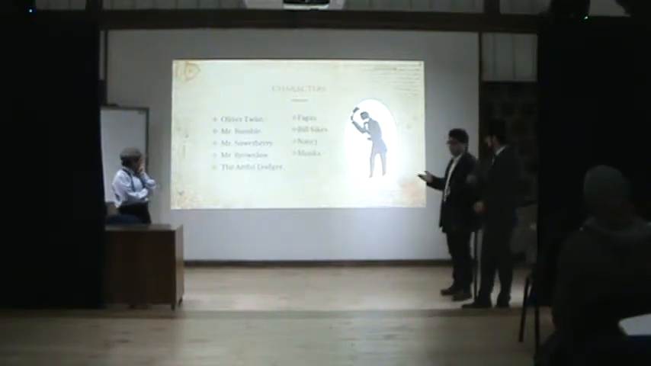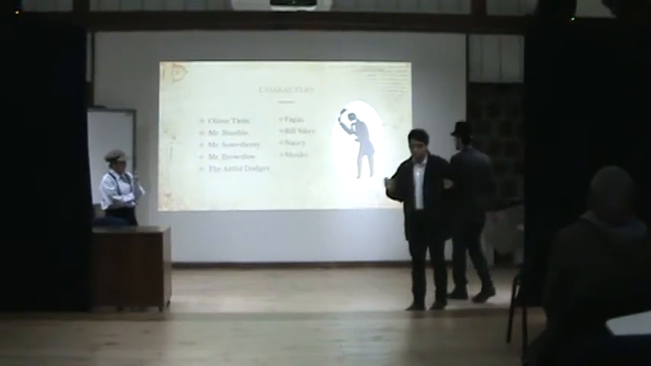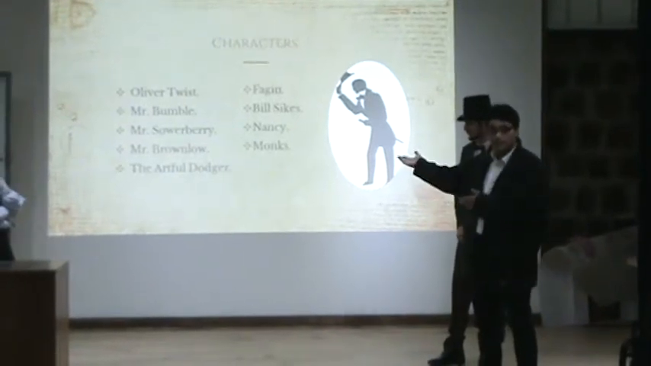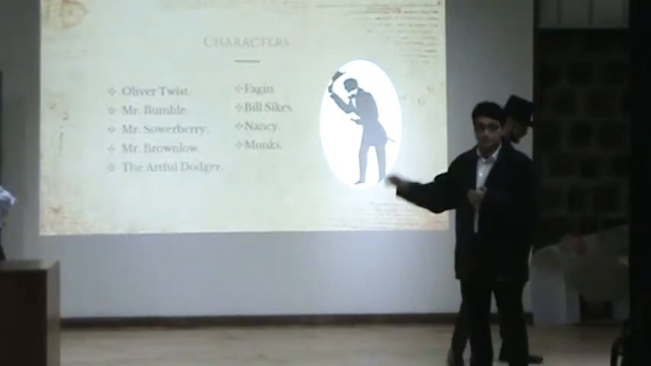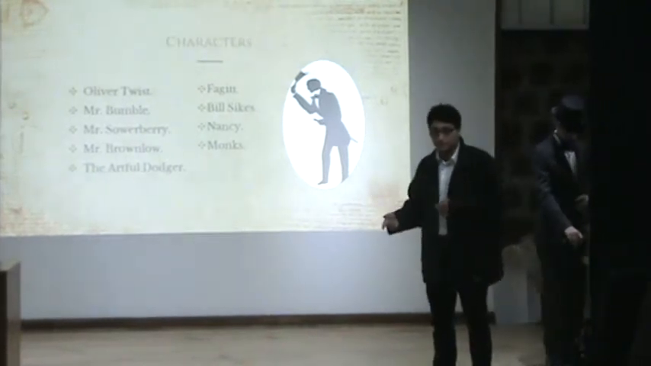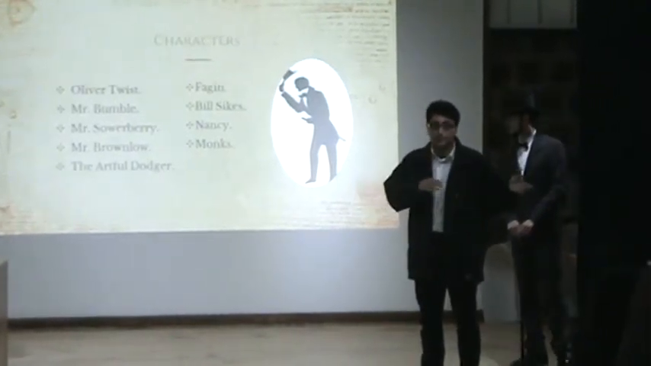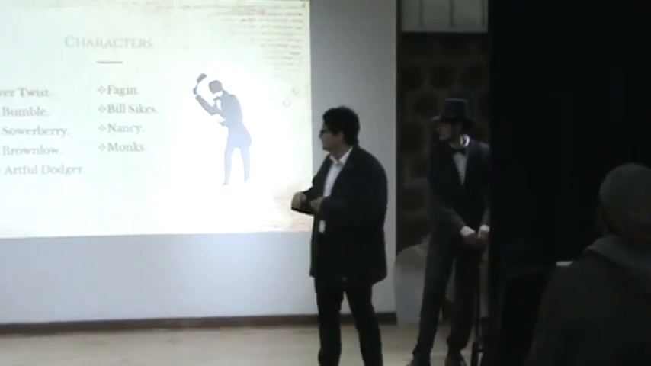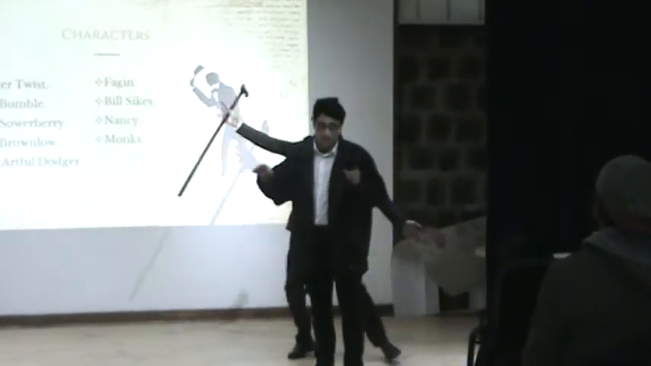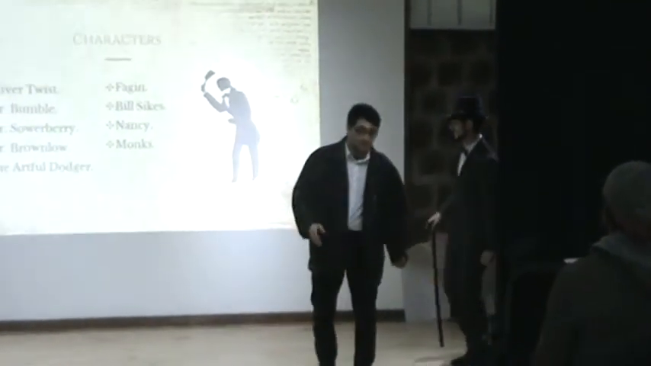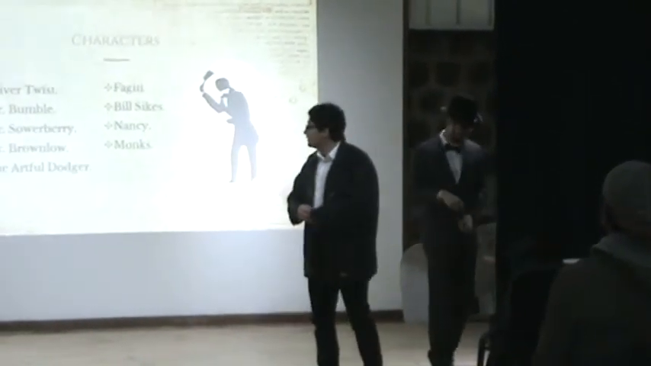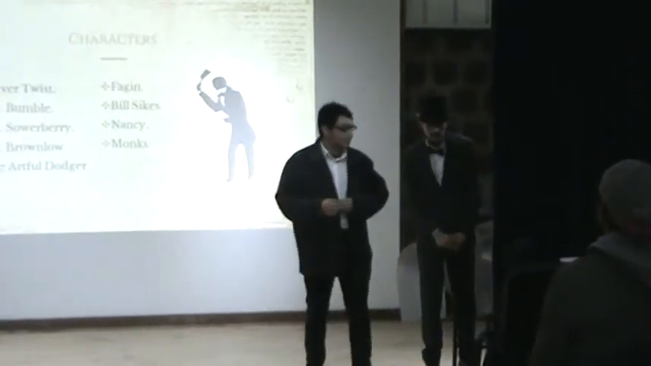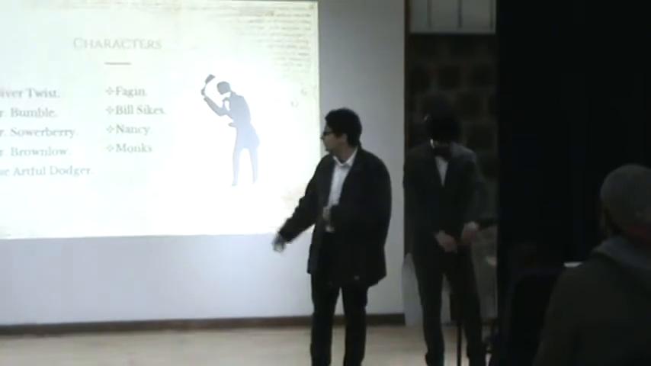Let's talk about the characters, since we have seen the summary of this story, right? We have Oliver, this orphan child that suffered throughout the whole story, and finally turned out to be not a poor child. Then we have Mr. Bumble, a master of this parish school. And then we have Mr. Sowerberry, an undertaker. This is the Undertaker, another master of Oliver Twist.